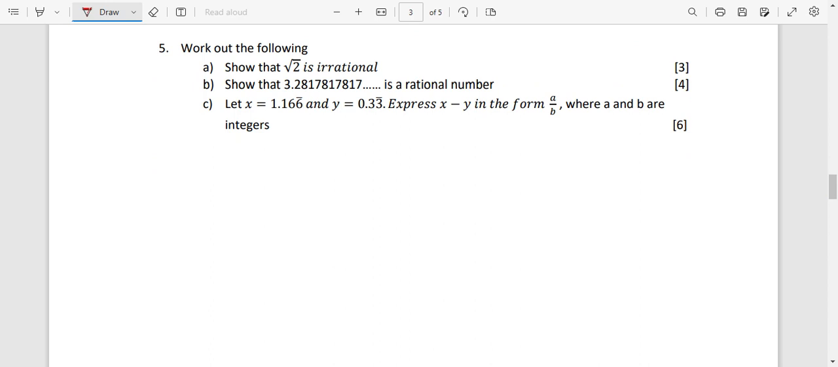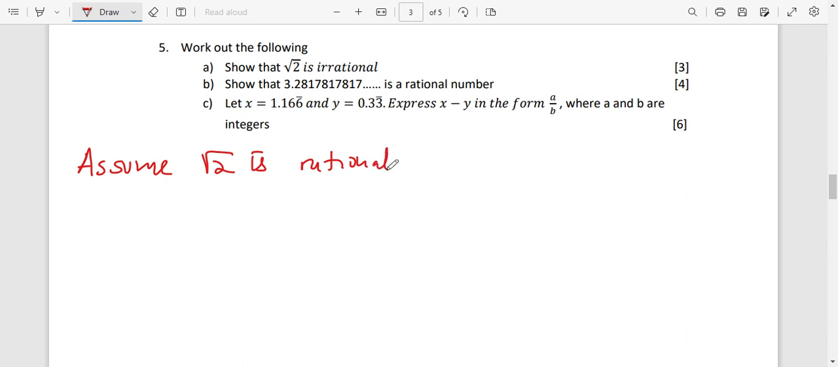Work out the following. The first one, show that square root of 2 is irrational. And this one is also very interesting. You need to make sure that you also show it well. Okay, the first thing, assume, all right? Every time you show that a number is irrational, you use the assumption. Assume square root of 2 is rational.